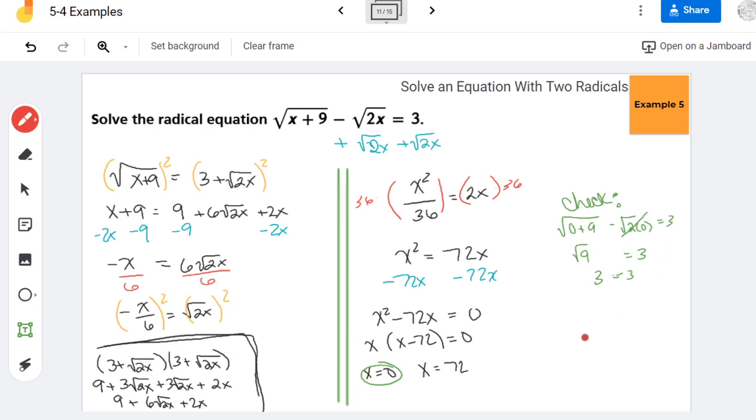So now I'm going to check again, but now I'm checking the 72. So I have 72 plus 9, and the square root of 2 times 72, and all that equals 3. So 72 and 9 makes 81. 72 and 2 makes 144. If I take those square roots, this becomes 9 minus 12, which is negative 3. And negative 3 does not equal 3, so 72 is not my answer. The only answer was x equals 0.